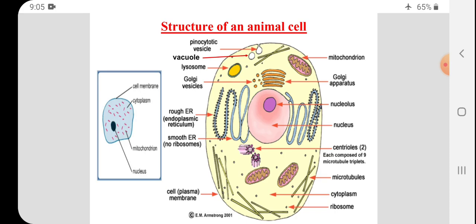as well as smooth endoplasmic reticulum. The animal cell also possesses a suicidal bag which is known as the lysosome, which will eat all the waste material present inside the animal cell. You can see that all the cell organelles are floating within the cell plasm, the cytoplasm, inside the cell membrane.